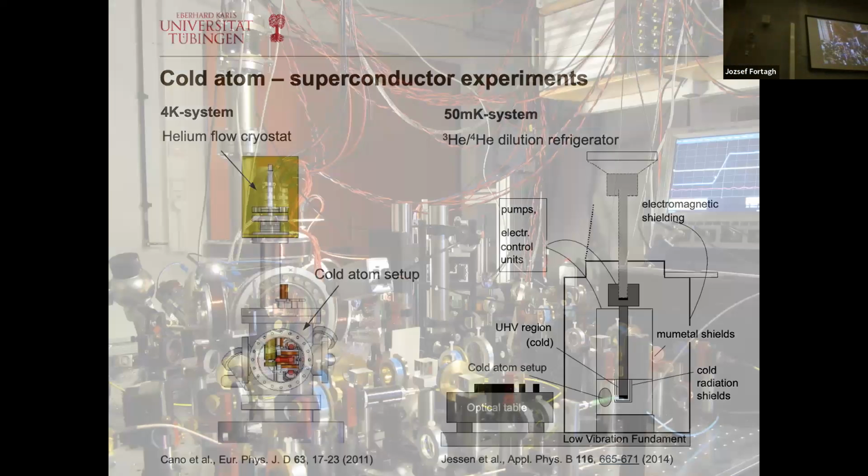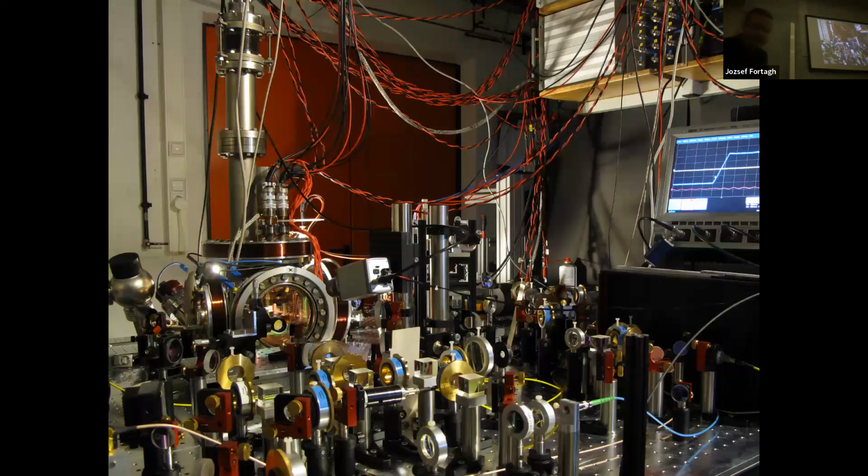Now into the lab. So the look into the lab, we have a vacuum chamber in which we included electromagnets for atom trapping and the helium-4 cryostat.